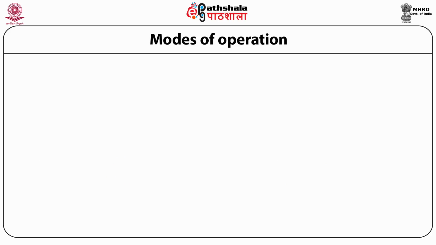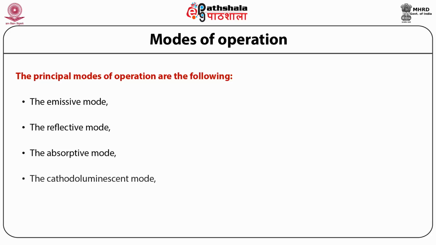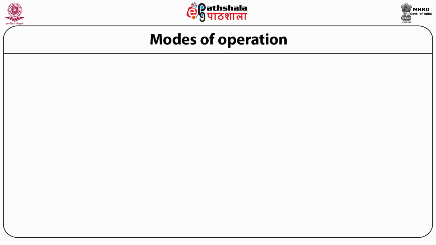Now, the modes of operation. The principal modes of operation are the following. A. The emissive mode. B. The reflective mode. C. The absorptive mode. D. The cathodoluminescent mode. E. The X-ray mode. Let us describe these modes of operation very briefly. Let us first talk about the emissive mode.